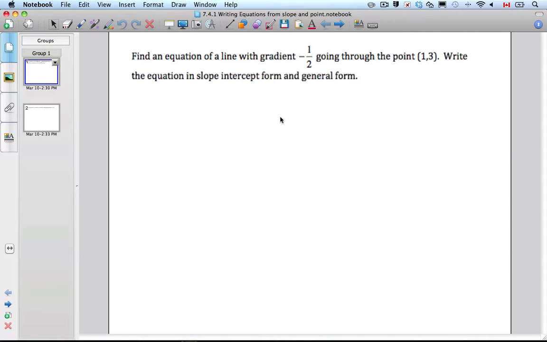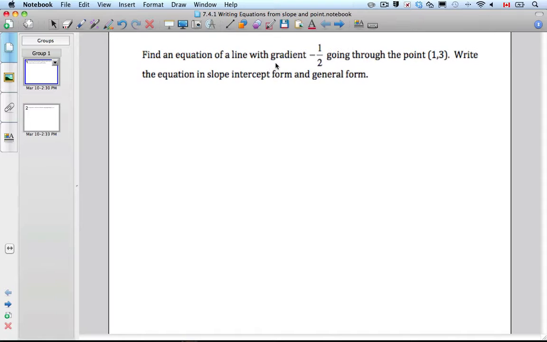All right, find an equation of a line with a gradient of -1/2, going through the point (1, 3). We are going to write an equation in slope-intercept form and general form. Super. Well, let's see.